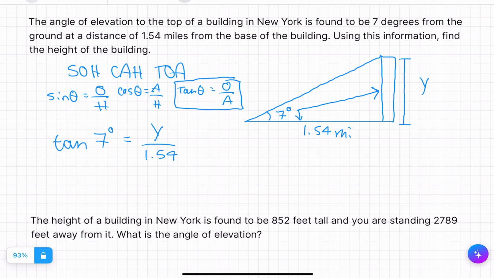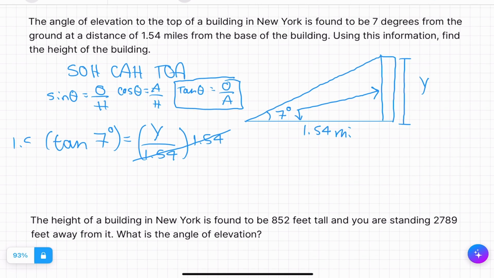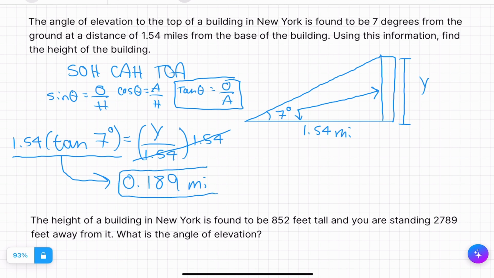To solve for y, we need to multiply by 1.54 on this side, and that will cancel. And we need to multiply by 1.54 on this side. We're going to plug this into our calculator, and that will give us our answer. And when we plug that information into our calculator, we get 0.189 miles. Don't forget your units. So that is how tall our building is.